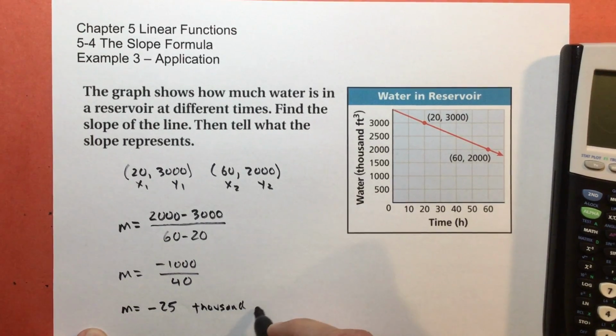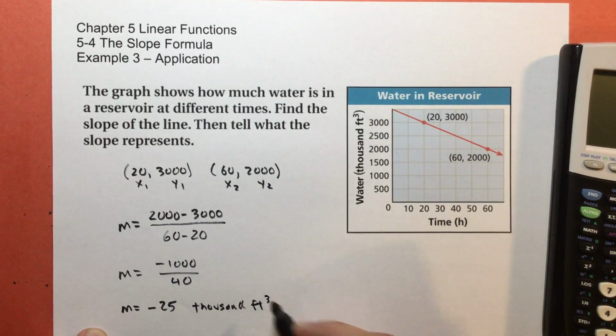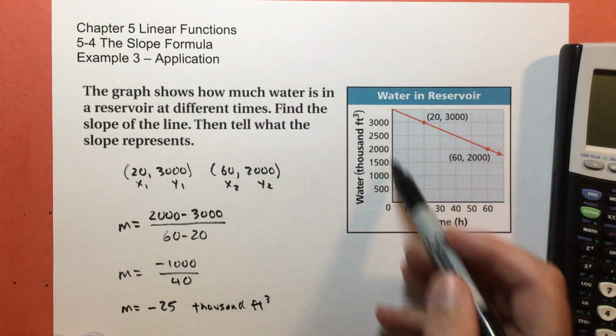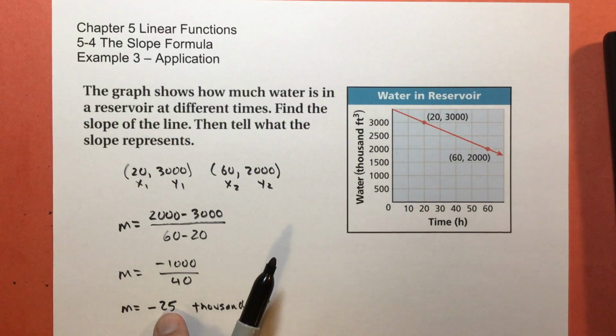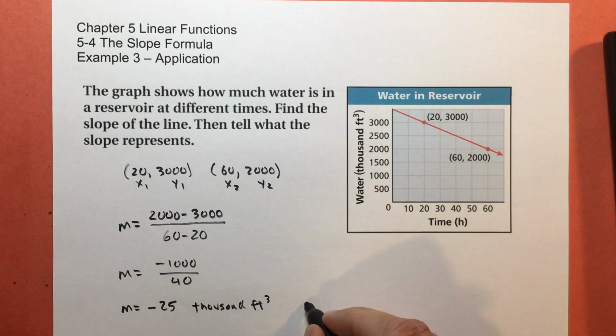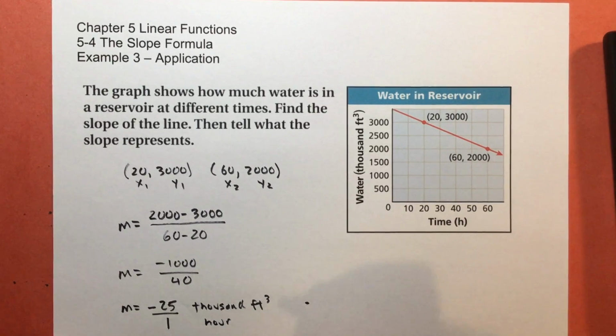What that means is that instead of me putting a bunch of numbers after this, we're just using the smaller numbers by saying that means 1,000. I could also write it like this. Well, that might actually be confusing, so I just changed my mind on that. Divided by 1, which is hour. So this is a unit rate. It's going down negative 25,000 cubic feet per hour.